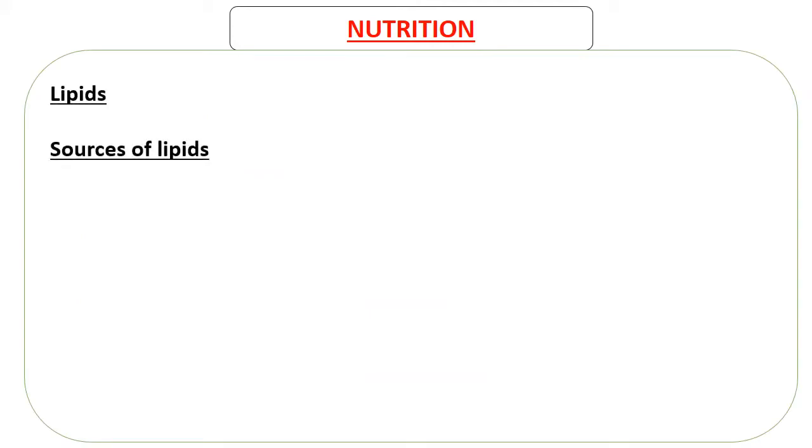So where can we get lipids? Lipids are found in vegetable oils and animal fats. Most of the cooking oil comes from vegetable oils, and also animal fats, things like the fats found in pork. So that's animal fats. That's where you can get lipids.